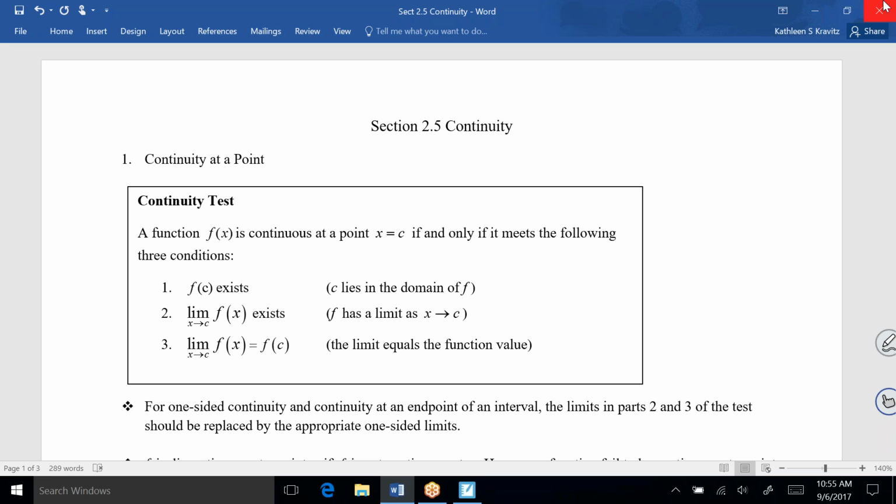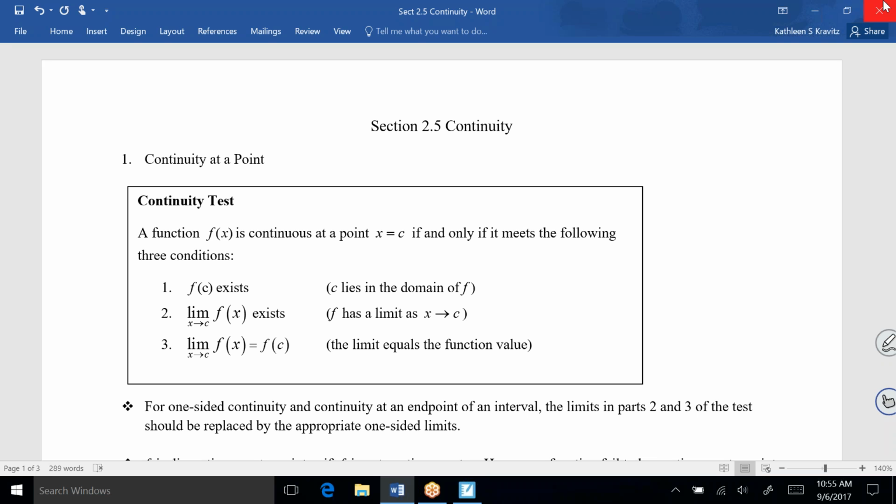A function f of x is going to be continuous at a point x is equal to c. So c is just going to be the point, the x value, if and only if it meets these three conditions. And it has to meet all three of these. So the first thing is that f of c has to exist. So the function has to be defined at c.